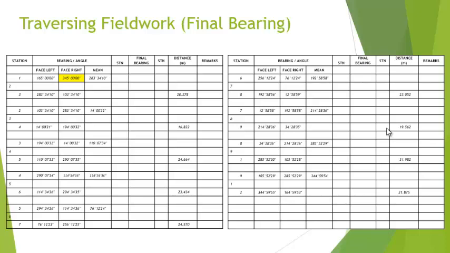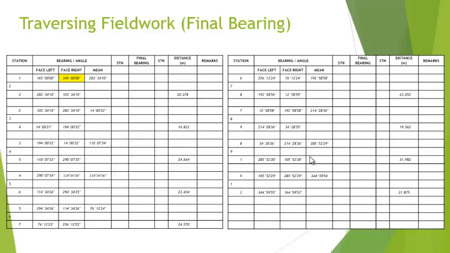Let's calculate together. Make sure you have your calculator right now. First is to calculate the misclosure of the traverse. Take a look at the mean bearing of station 1 to station 2, right here.